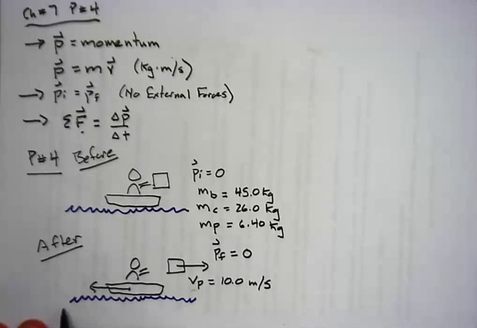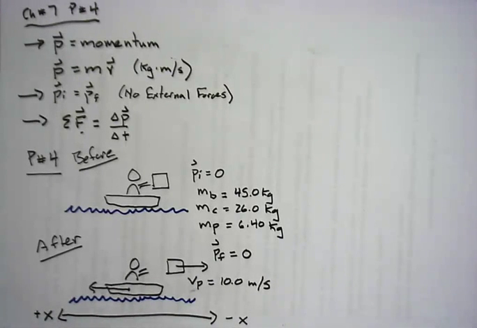And of course, before I start writing equations, I should define a coordinate system. So I'm going to say to the right is the negative x direction and to the left is the positive x direction, right? Boy, why did I do that? How about I make to the right positive x and to the left minus x? Because that's traditionally how we do it, right?